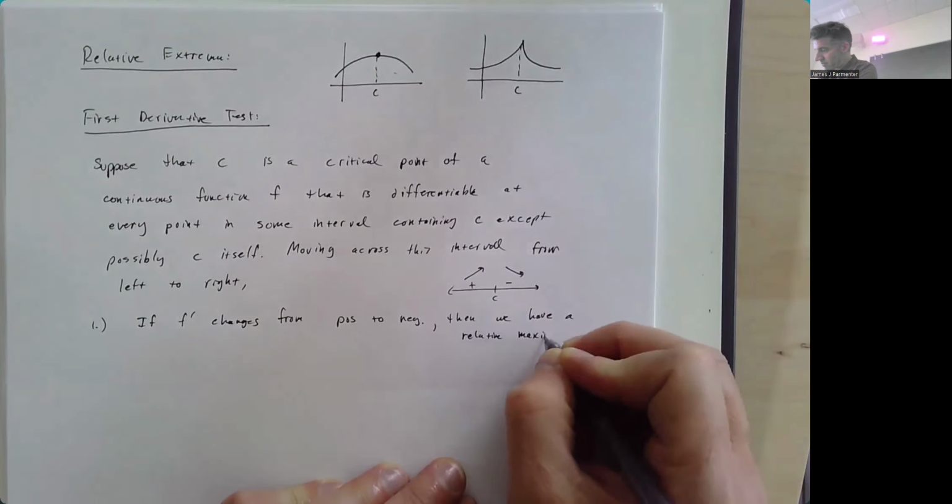Or if f prime changes from negative to positive as we go from left to right, then we have a relative minimum. Idea, right? We have something that looks like this. There's your C. You're going down and then up. Negative, positive.